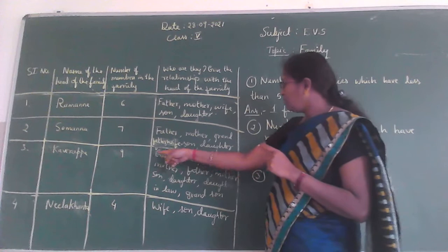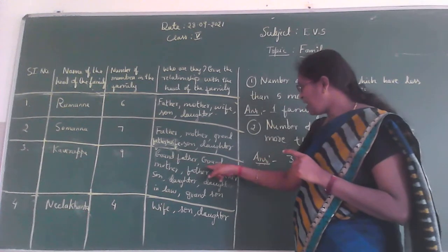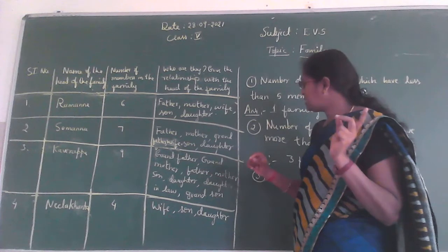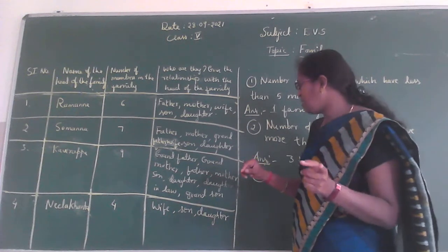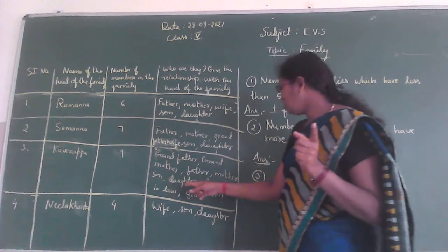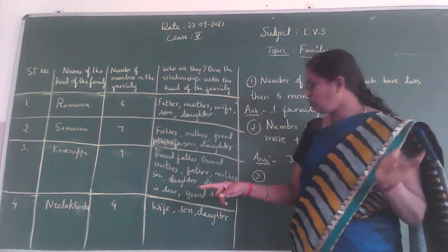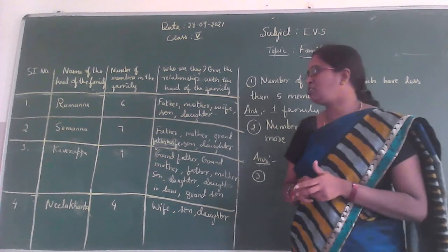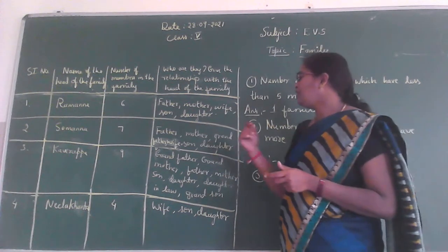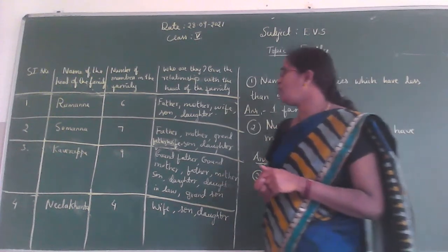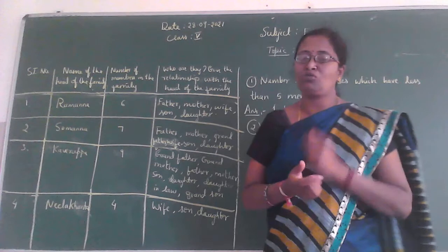Let us see. Grandfather and grandmother are the first generation. Then father and mother, second generation. Kavyappa, third generation, is it? Son, daughter and daughter-in-law, fourth generation. And grandson is the fifth generation. Is it, children? So it has more than 2 generations. Kavyappa's family has more than 2 generations.